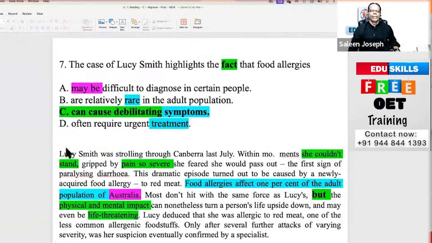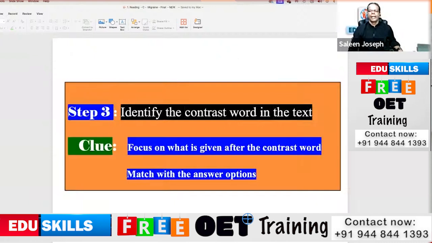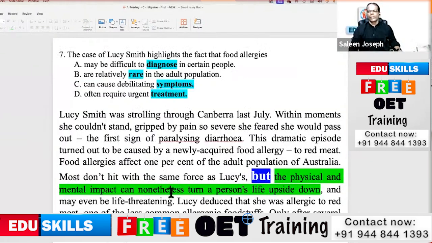So we are here. The answer is C option, can cause debilitating symptoms. And step 3, identify the contrast word in the text. Focus on what is given after the contrast word. One more clue. Actually, that's not required here because in the topic sentence itself, they are giving the symptoms and other options are eliminated. Still, I am giving you one more clue. Focus on what is given after the contrast word, match with the answer options. What is given after the contrast word? What is the contrast word? The physical and mental impact can nonetheless turn a person's life upside down.